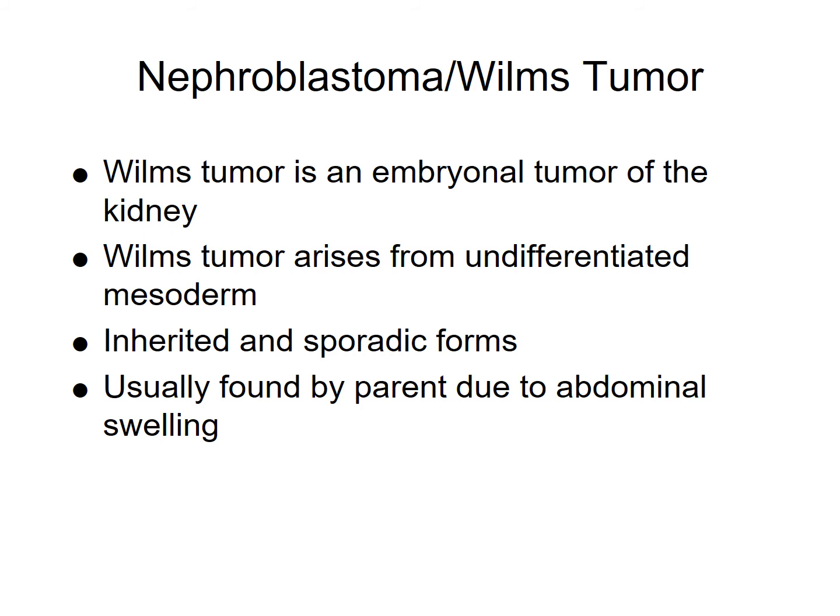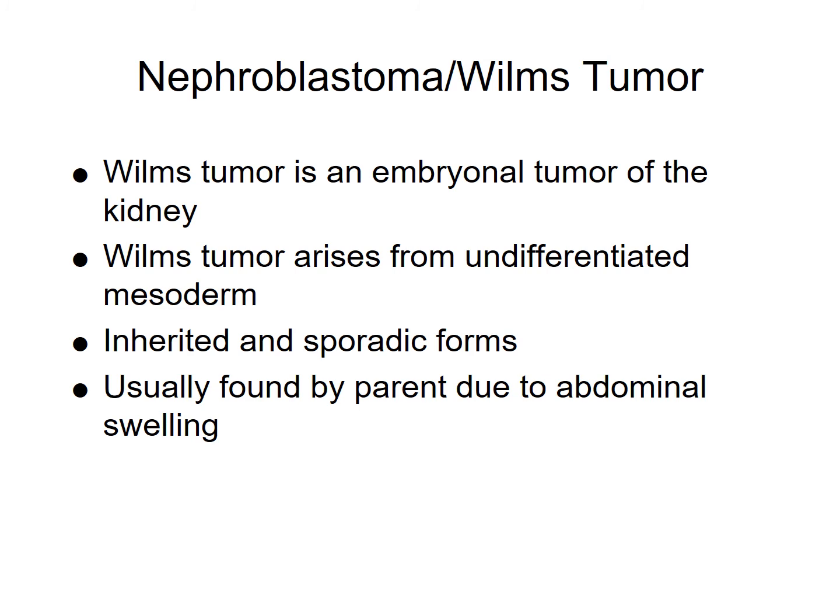Nephroblastoma or Wilms tumor. Wilms tumor is an embryonal tumor of the kidney. This was on your last test. Wilms tumor arises from undifferentiated mesoderm, with inherited and sporadic forms, usually found by the parent due to abdominal swelling. So the patient presents with abdominal swelling, take it to the doctor, doctor diagnoses Wilms tumor, get rid of it, and the long-term effects are pretty good.